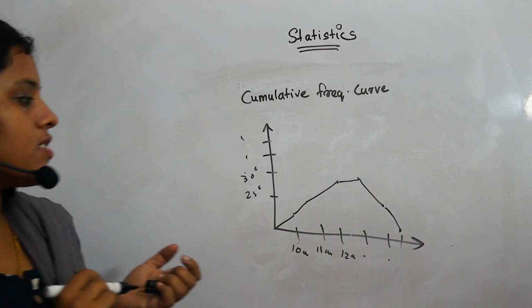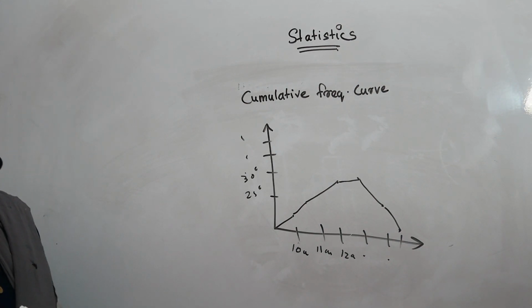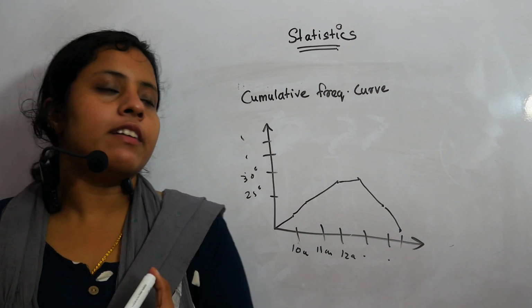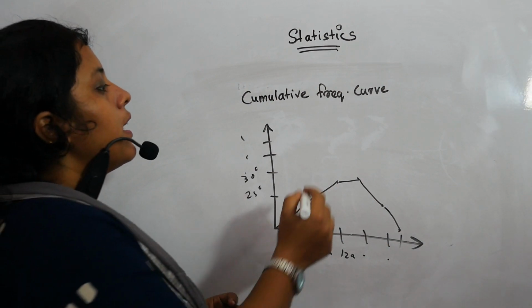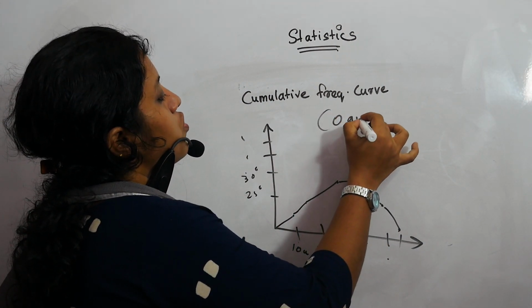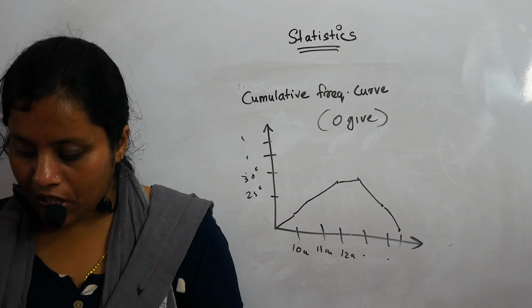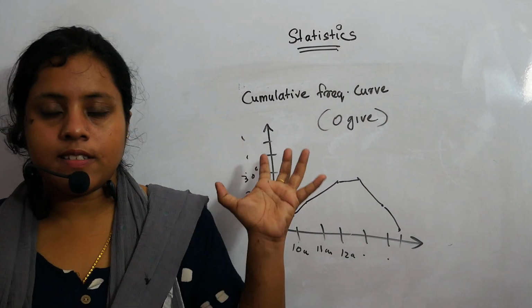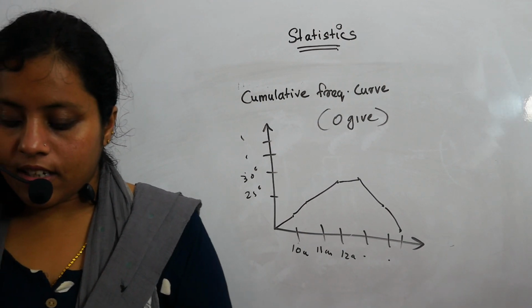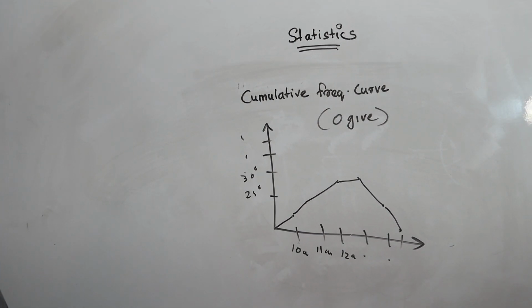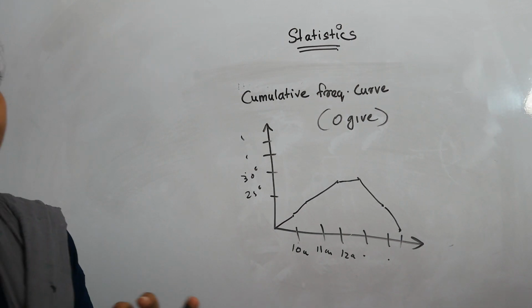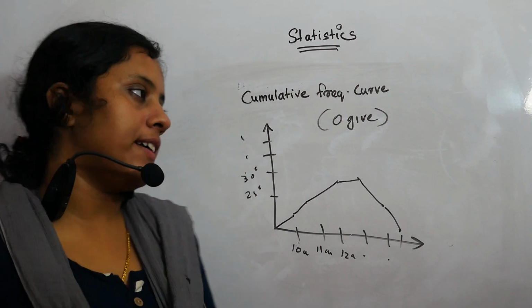So this has been asked one time: what is the other name of the cumulative frequency curve? The cumulative frequency curve is known as ogive. Okay, so these are the basic curves or basic figures, statistical methods used to represent data.